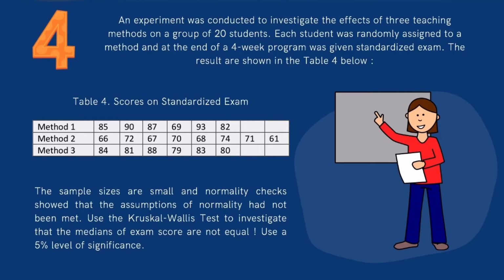Question number 4. An experiment was conducted to investigate the effects of three teaching methods on a group of 20 students. Each student was randomly assigned to a method and at the end of a 4-week program was given the standardized exam. The results are shown in Table 4 below. The sample sizes are small and normality checks showed that the assumption of normality had not been met. Use the Kruskal-Wallis test to investigate whether the medians of exam score are not equal. Use a 5% level of significance.